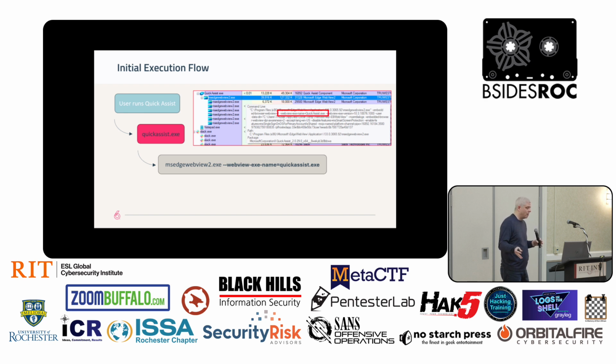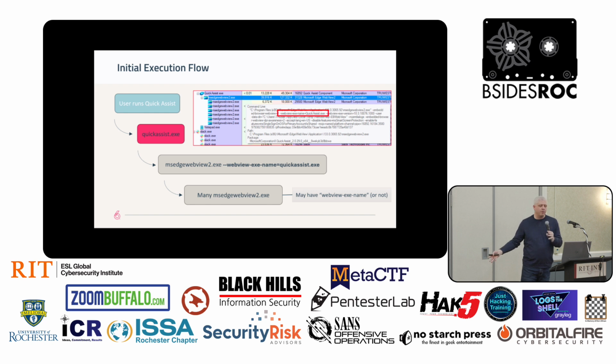If you have an EDR or a data lake, go through and look to see how many msedgewebview2 processes you have. You're going to find an immense number. But we know that this one is associated with QuickAssist because it does have the --webview-exe-name=quickassist.exe. From there, our original child process launches a number of other child processes of msedgewebview. These may or may not have the WebView exe name parameter on them. Some of them do, some of them don't. So how do you know that they're associated with QuickAssist? You kind of have to look at the parent-child process in order to figure that one out.